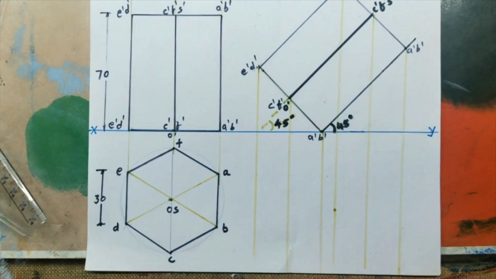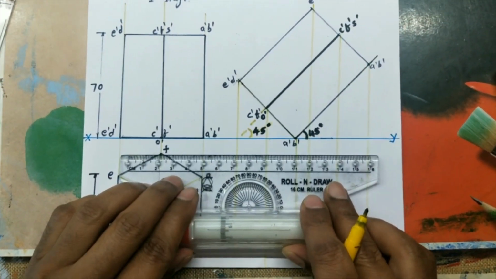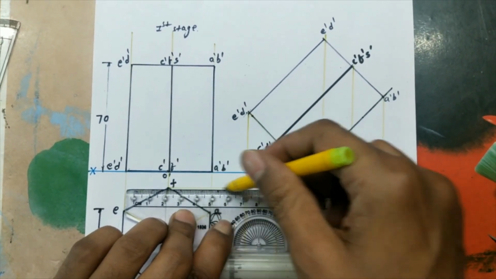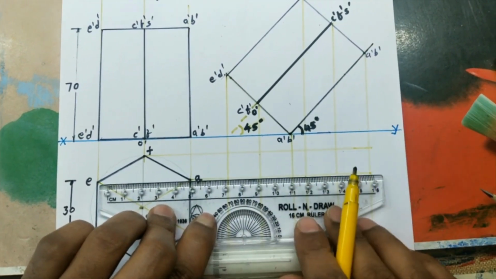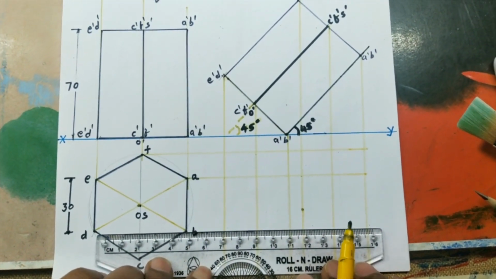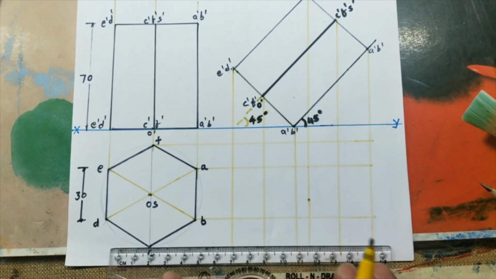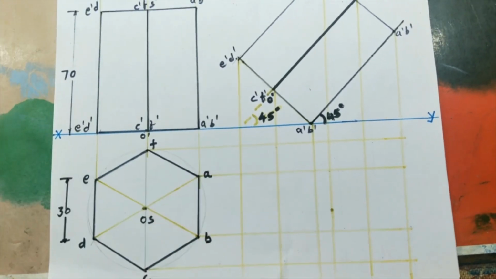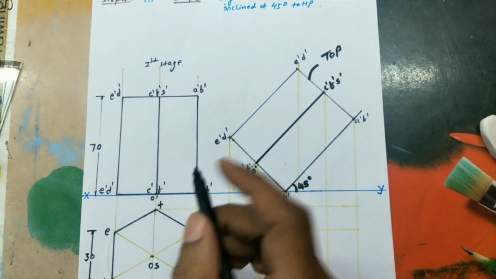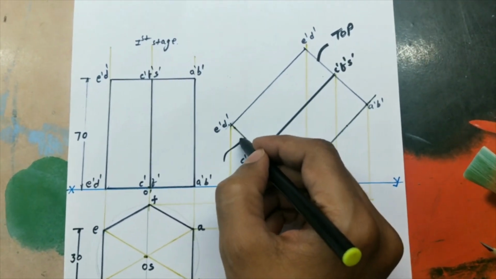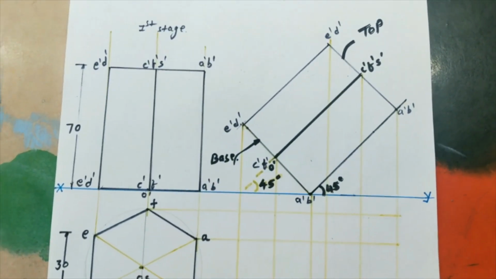Okay, now with respect to the xy, project all the points parallel to the xy there. Okay, now student, you know that this portion, this is the top. Okay, and this one, this is the base. Okay, so I'll mark the points here.